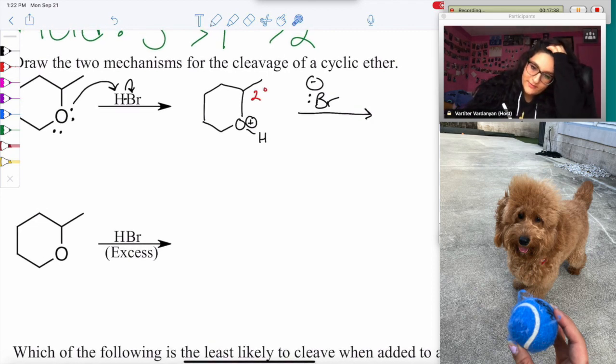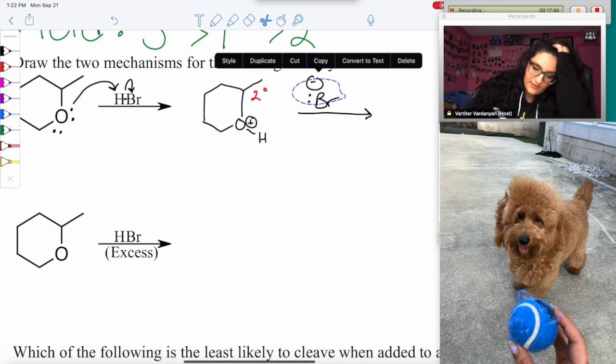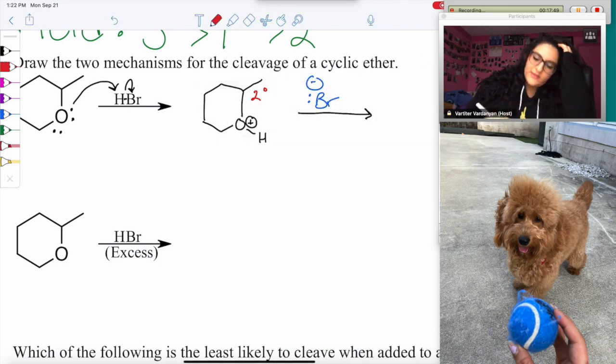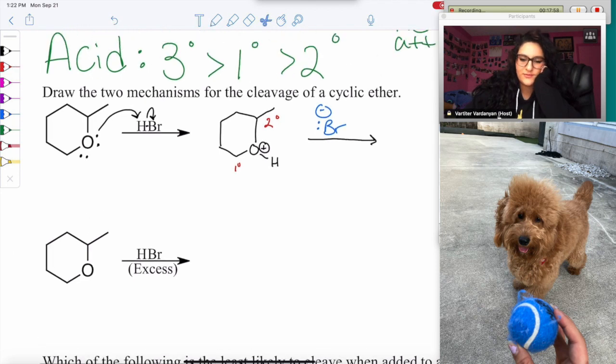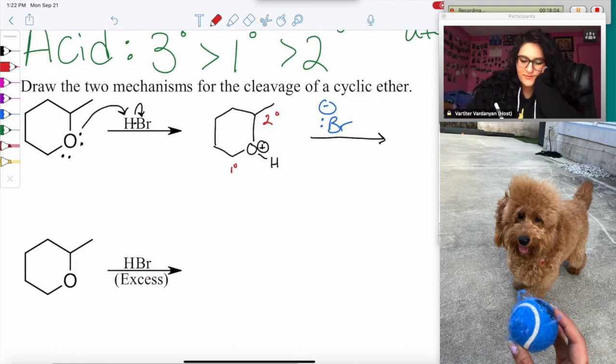So what about this carbon? Primary, secondary, or tertiary? Primary. Awesome. So acids are a pain in the ass, and that means between secondary and primary, what are they going to choose? Primary, exactly. Bam. And when we attack on the primary side, that means we are going to break this bond. And we are going to open up the epoxide that way.